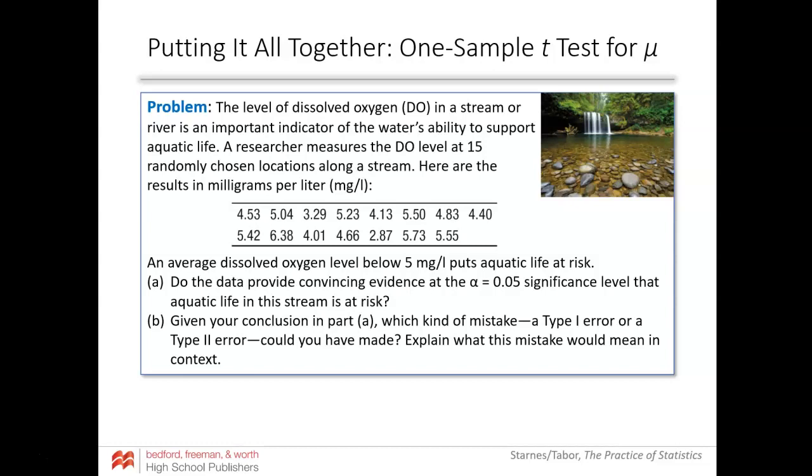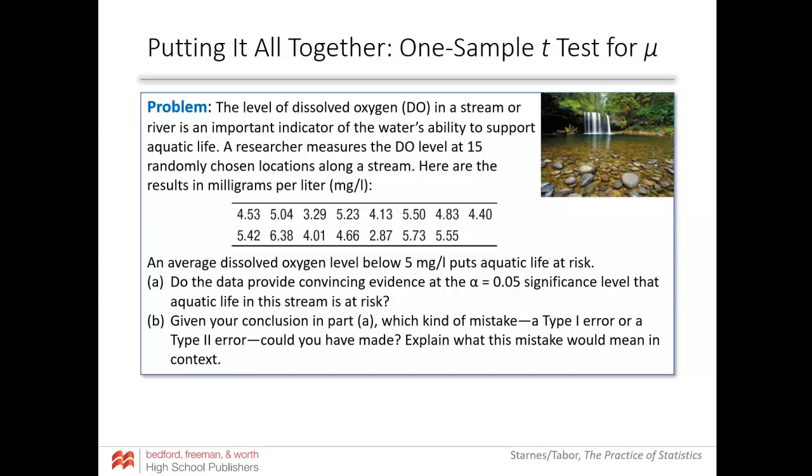So a level of dissolved oxygen in a stream or river is an important indicator of the water's ability to support aquatic life. The researcher measures the DO level at 15 randomly chosen locations along the stream. Here's the results. So a couple questions here.